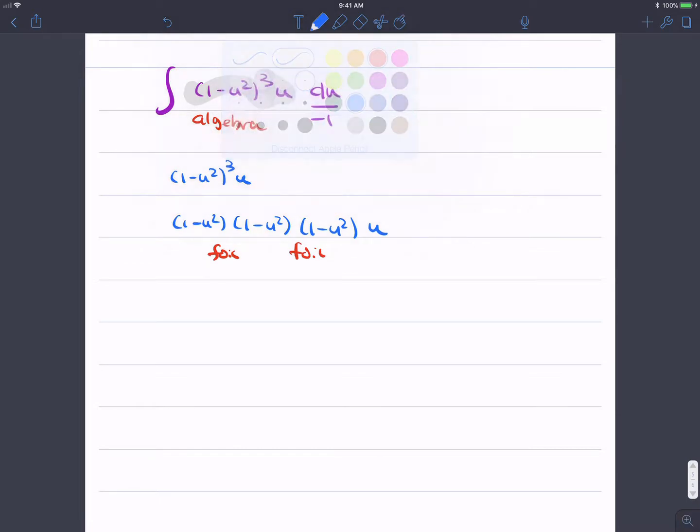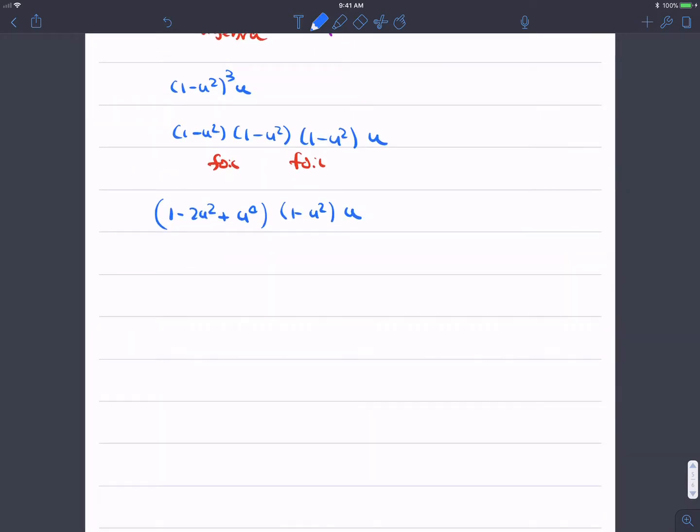Okay. 1 minus 2u squared plus u to the fourth multiplied by 1 minus u squared times u. Now this is FOIL-ish, if you want to think of it that way. So I'm going to take this first term here, 1, I'm going to multiply by all three terms. So I get 1 minus 2u squared plus u to the fourth.